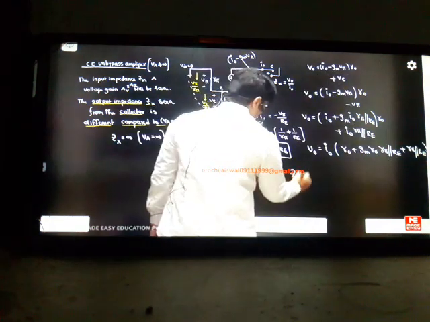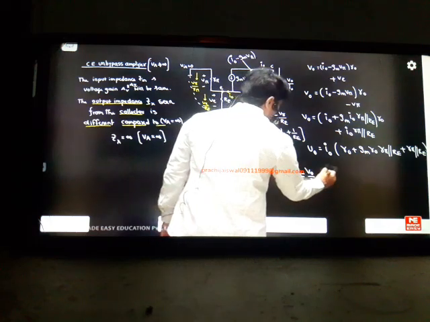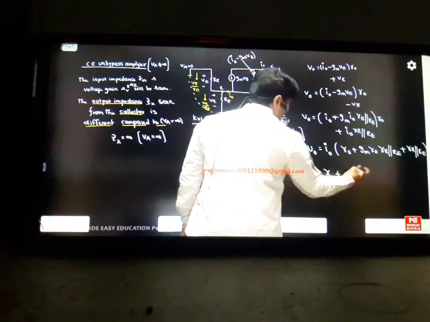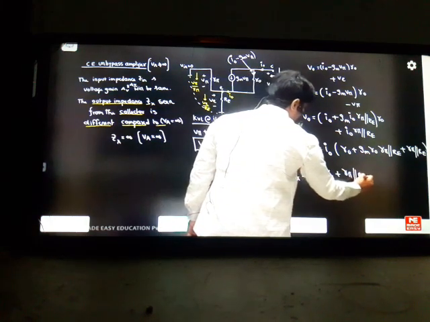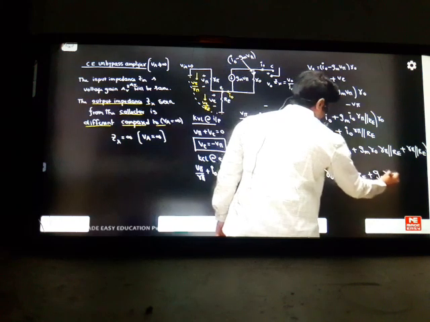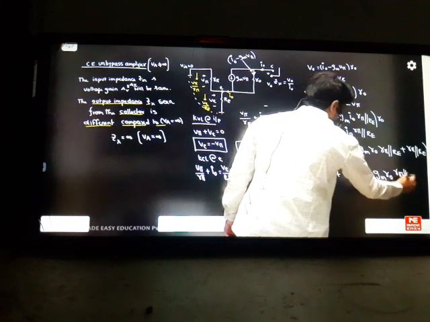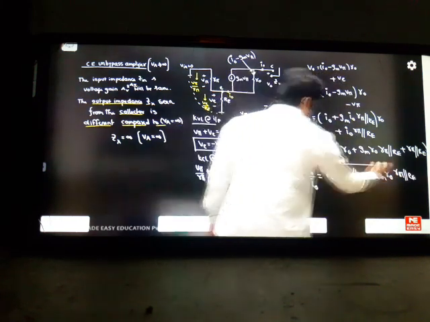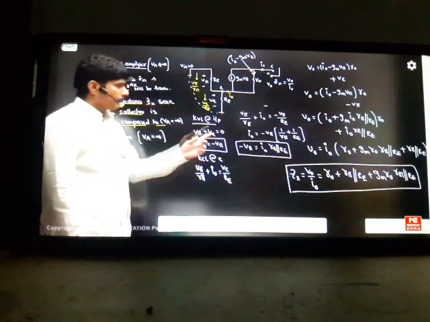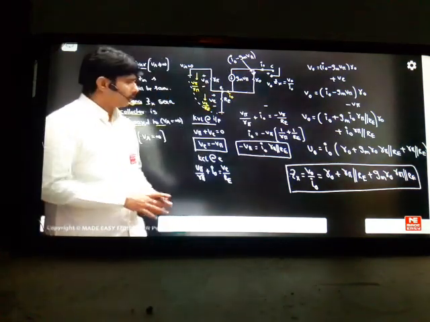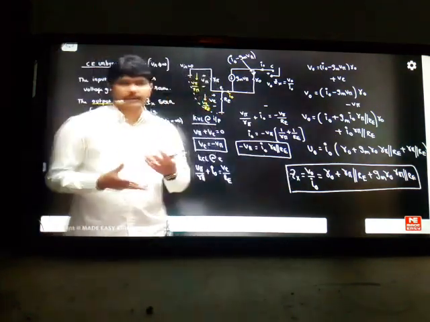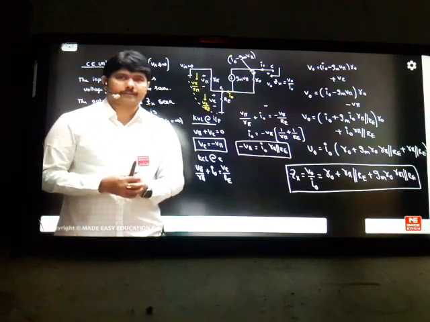So what is ZX answer? V naught by I naught is equal to, write in a correct order. First you write R naught, next you write R pi parallel to RE, next you write Gm into R naught, R pi parallel to RE. So this is the style of writing the ZX answer. Your GATE examiners can give options like this and ask what the ZX value is. So at this point it is required to practice this formula. How can we recollect it immediately whenever the concept comes with RE effect and R naught effect?